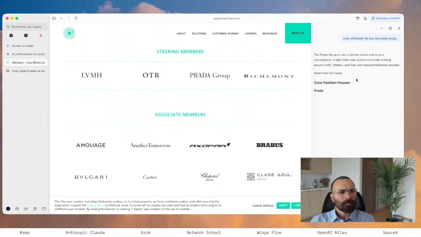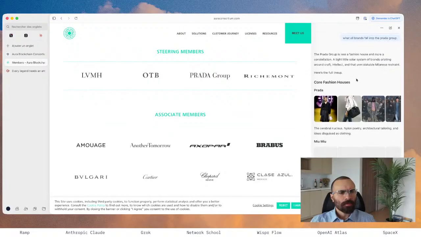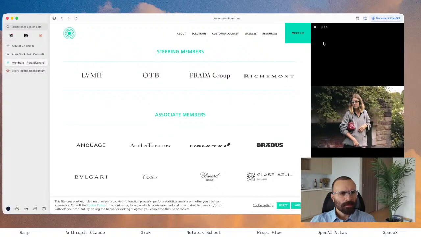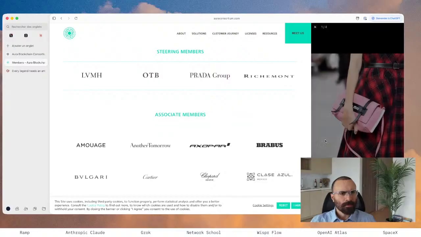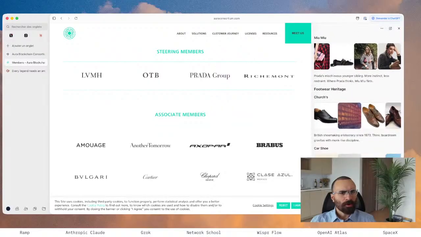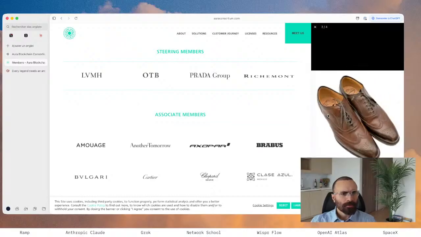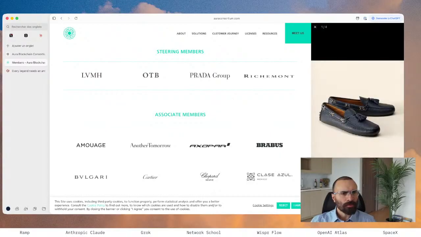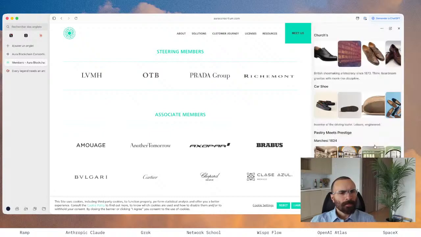Constellation. Core fashion houses. Prada. Miu Miu. Mischievous younger sibling. Oh wow. Miu Miu is owned by Prada. Where Prada thinks Miu Miu flirts. Churches. British shoemaking aristocracy. Churches. Really cool. Car shoe. Inventor of the driving loafer, leisure engineered.